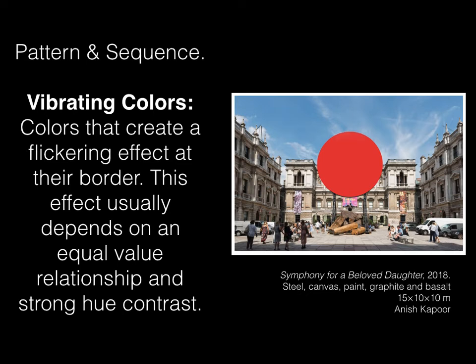So in this piece by Anish Kapoor, Symphony for a Beloved Daughter, we see this giant red-orange dot in the middle. It's actually a very large sculpture that's framed by this blue sky behind it. Orange and blue are complementary colors, but for me, I can't tell if the dot is orange or red or red-orange, but it really creates this huge contrast with the natural sky behind it. So the vibrating colors that we see between those pieces really create this sort of sequence. My eyes flick back and forth really quickly to find the relationship between them.